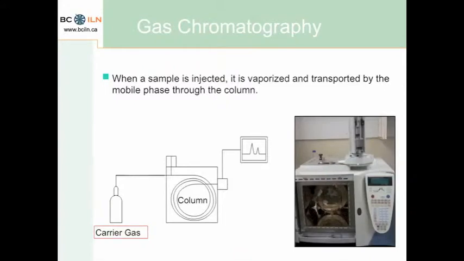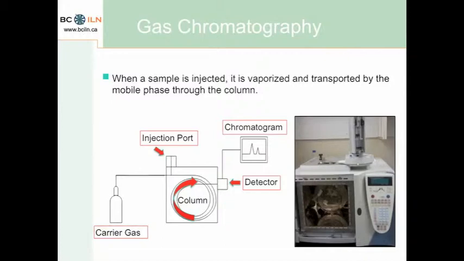Once a sample has been injected into the GC, it's vaporized at high temperatures, typically 200 to 300 degrees Celsius, in the injection port. Once it's in the gas phase, the mobile phase and the sample move through the column, and this is when the separation of the different components occurs. As the components then elute from the end of the column, they flow through a detector, where the concentration of each component is measured as a function of time, and this is what gets displayed as a chromatogram.